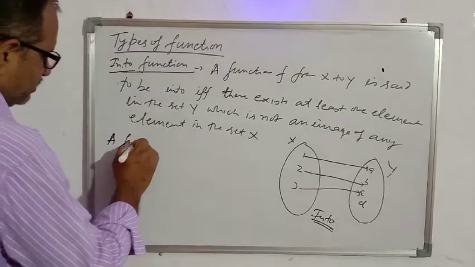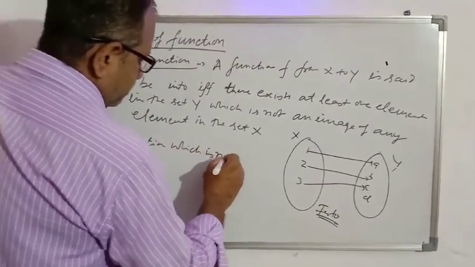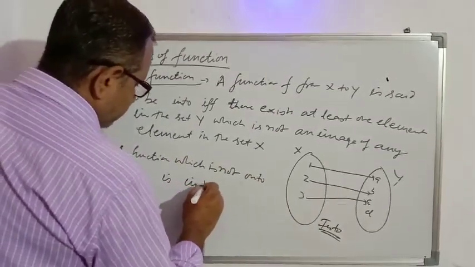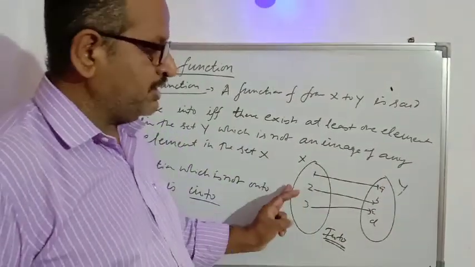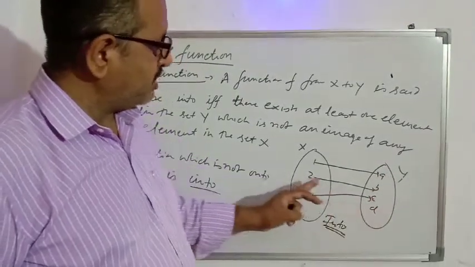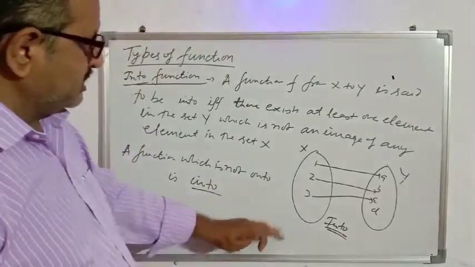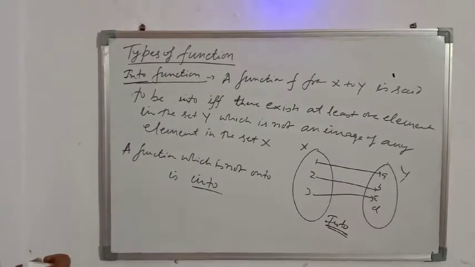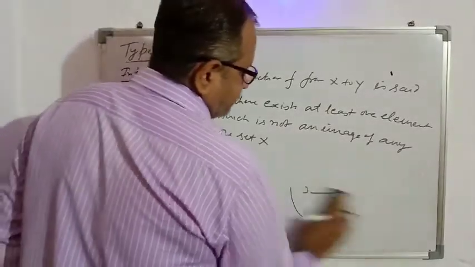The function which is not onto is into. In onto function, every element of set Y is involved in the relation, but in into function, at least one element is there in the set Y which is not an image of any element in the domain X. So this is it on into function. Next, the last part, one-one correspondence. Last type of function.